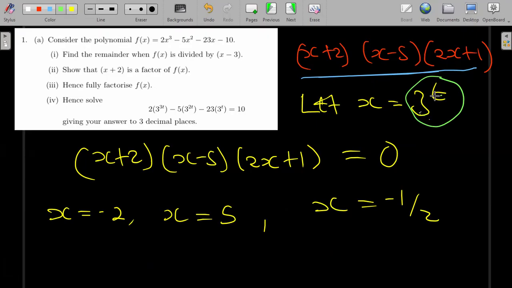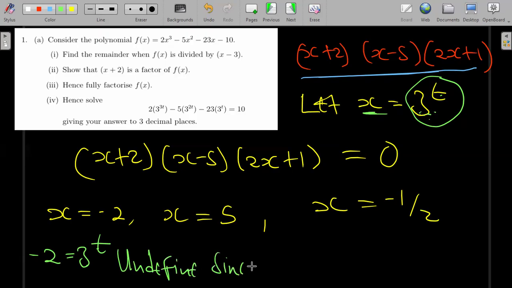As long as it's an exponent, it will never give you a negative number. So because here we are saying x is equal to 3 to the power t, if here we get minus 2, this one here is invalid because any number raised to any power, either a negative power or a positive power or 0, will always give you a non-negative answer. So this one here we're going to say is undefined, since 3 to the power t is always greater than or equal to 0.